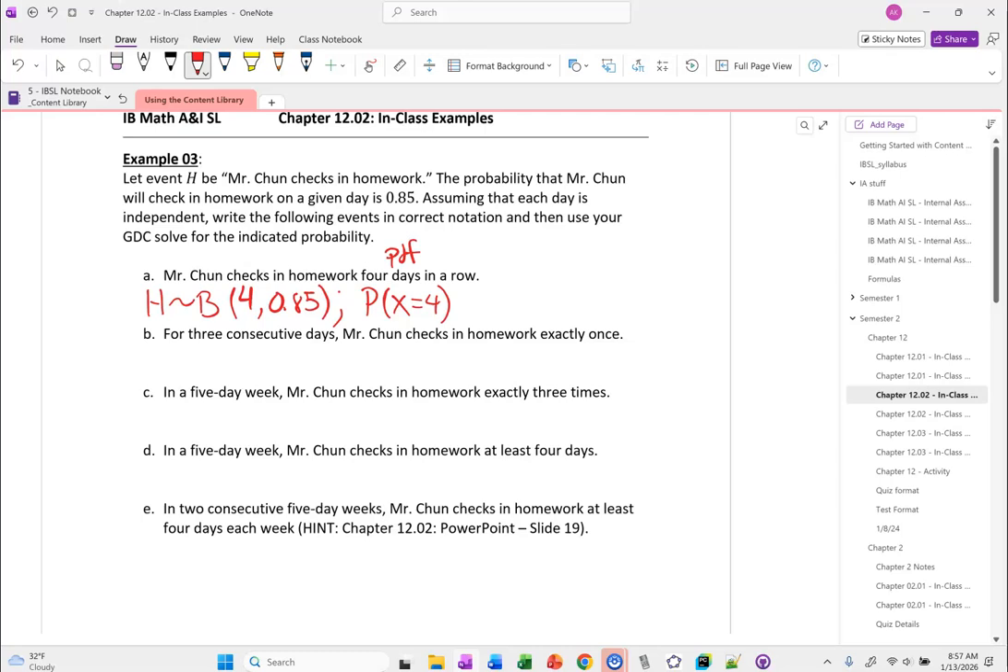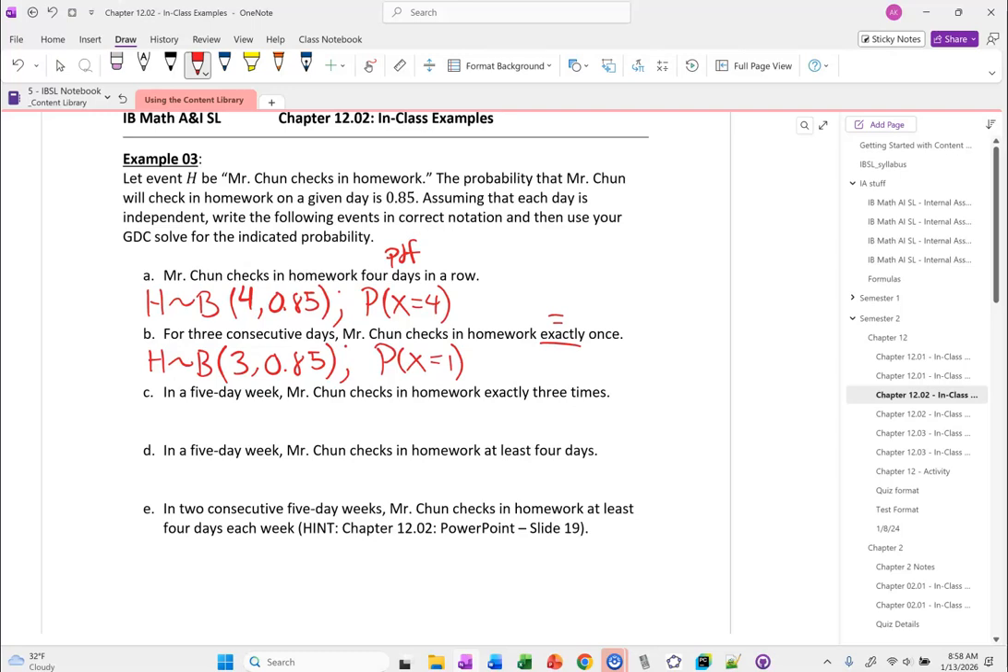So for 3 consecutive days, Mr. Chun checks in homework exactly once. What's our binomial here? 3, 0.5. Mm-hmm. Nice. And what probability are we calculating? What's that, Katie? Equals 1. What word or words in here told you that it was equals? Exactly should mean equals.